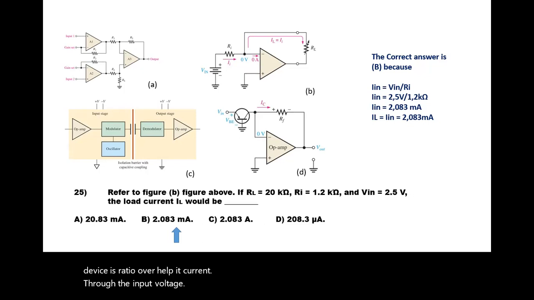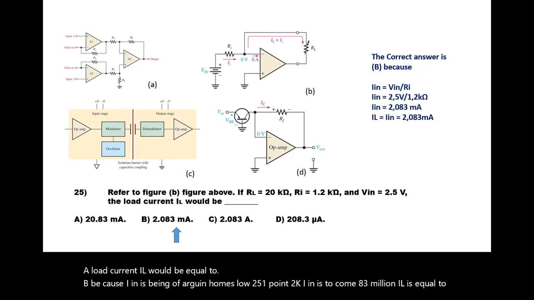Refer to figure B above. If RL is 20K, RI is 1.2 kilo ohm and V in is 2.5 volts, the load current IL would be equal to, because I in is V in over R in, Ohm's law, 2.5 over 1.2K. I in is 2.083 milliamps. IL is equal to I in, which is 2.083 milliamps.